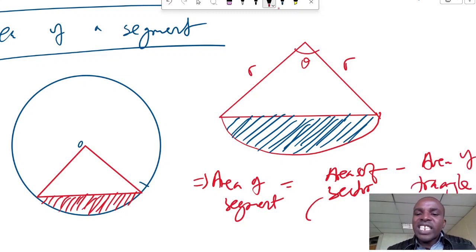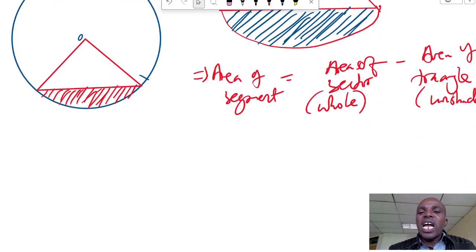Why? Area of the sector, that's the area of the whole shape. Then the area of the triangle, that's the area unshaded. We'll just say area of the whole shape, the bigger shape, minus area unshaded. That's the area of the shaded part. In this case, it is the segment.